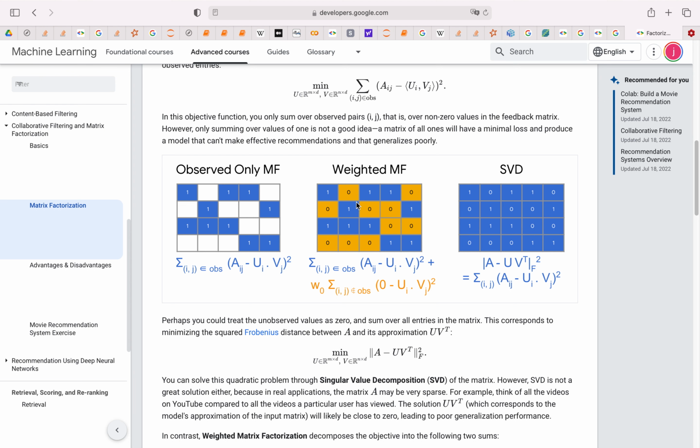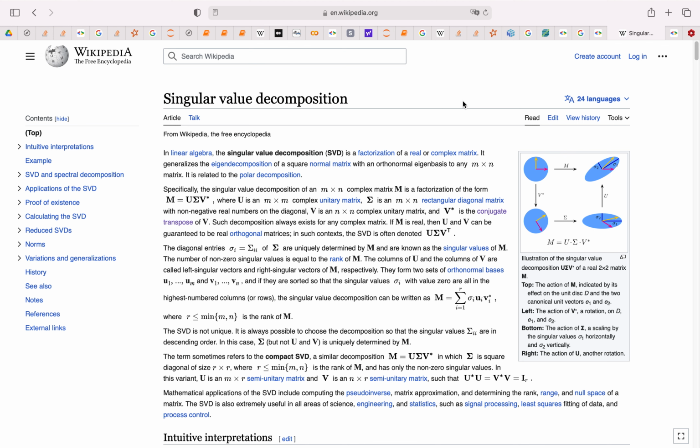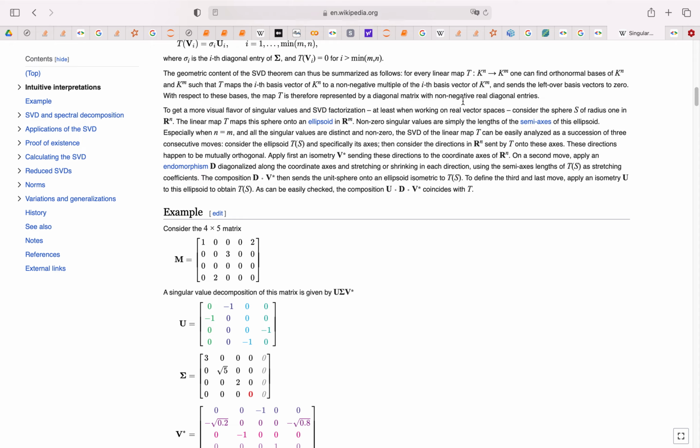Once we have this basic feedback matrix, we can decompose it into the component matrices, the capital U and the capital V. The matrix factorization, or decomposition of the feedback matrix into the user factor matrix and the item factor matrix, the capital U and the capital V, can be done through singular value decomposition. This is just a Wikipedia page about singular value decomposition. And here is an example.